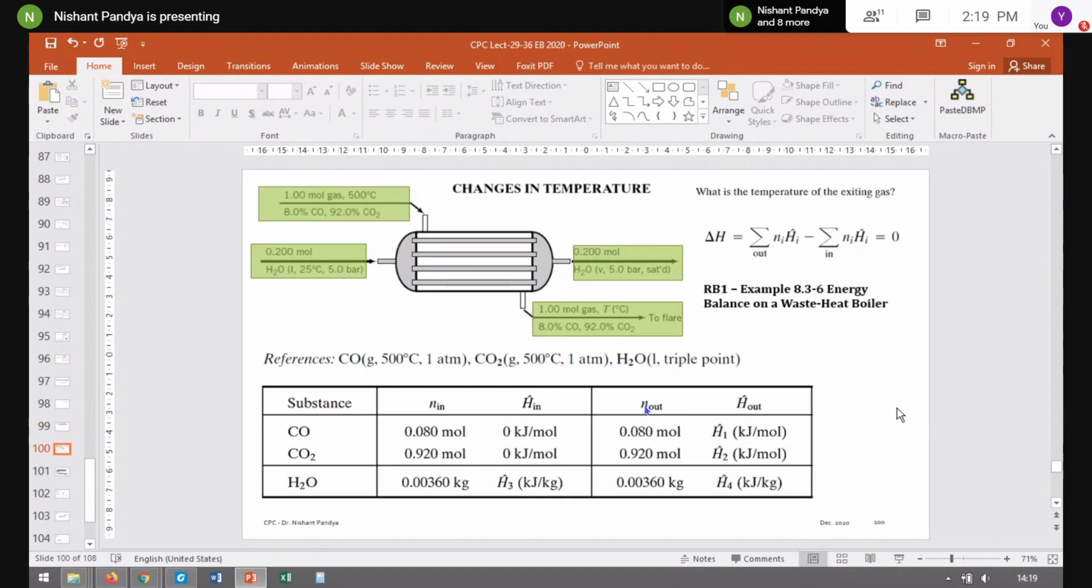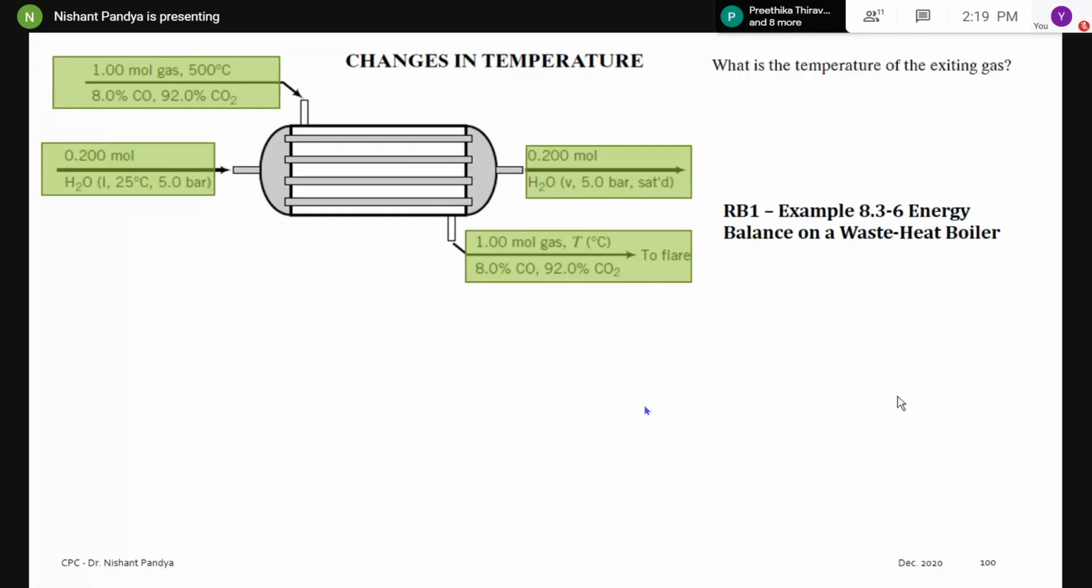Okay, now I want to just highlight one thing because this will come again in the next semester, heat exchanger. Now this reaction part is over. When you see an example of heat exchanger, you have to understand that there are two fluids. One fluid will enter, you will see the arrow here, and you will see it's leaving from the other side. So here you have water, liquid, 25 degree, 5 bar. It is again the same molar flow rate, leaving in the state vapor, 5 bar, saturated.